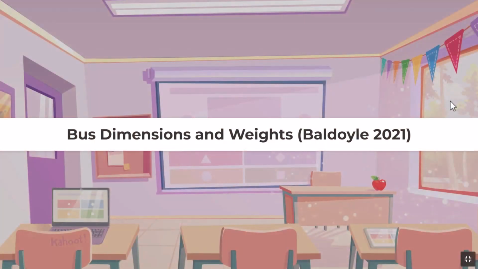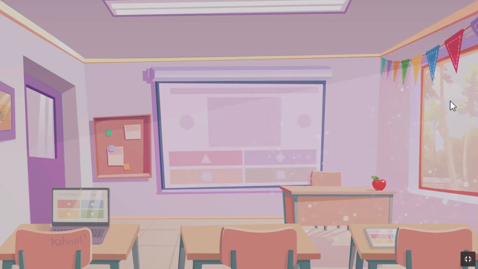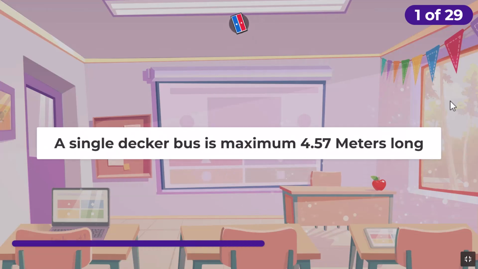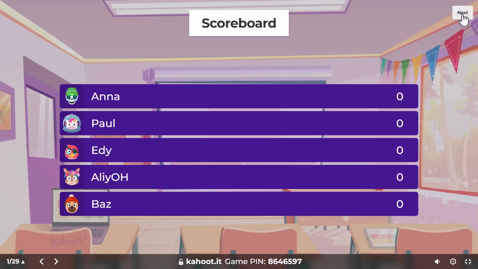Bus dimensions and weights. A single-decker bus is a maximum of 4.57 meters long. That's just rubbish, isn't it? Might even delete that question, it's just so silly.